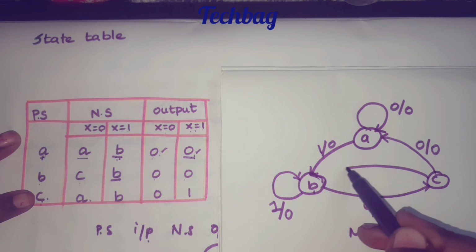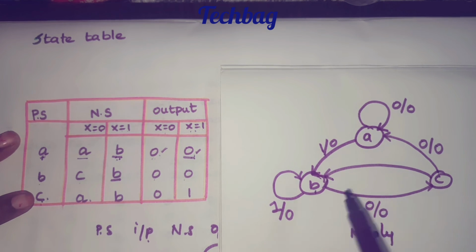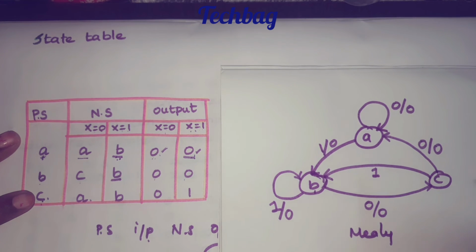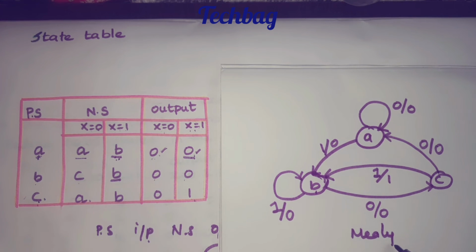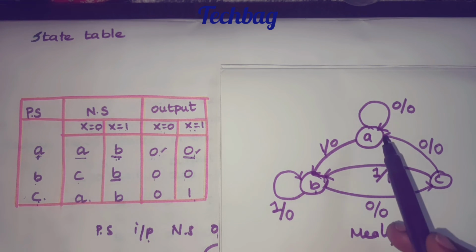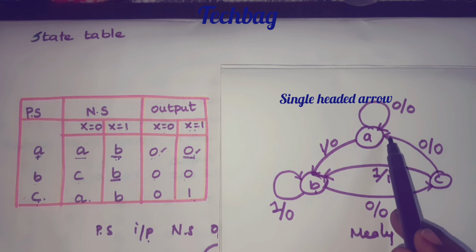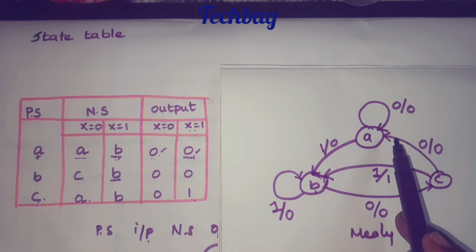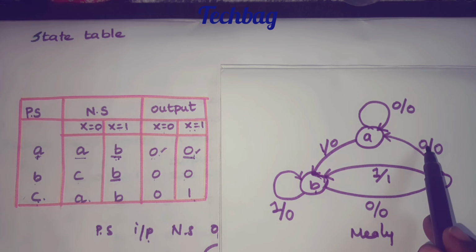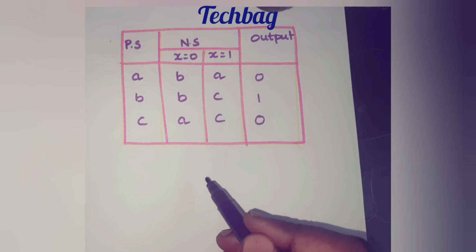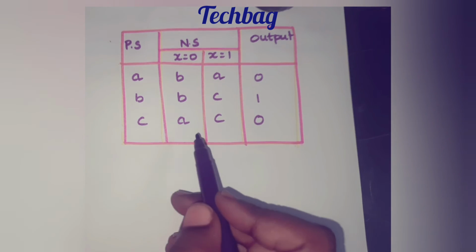Don't forget to put an arrow mark. So this is for X is equal to 1, right? And what is the output? For X is equal to 1, output is 1. So this is the corresponding state diagram for this state table. So in Mealy model, the state should be represented within the circle and the state transition is represented by a headed arrow. And on that transition line, you have to mention two values which are separated by a slash. First value is input and the second value is output. That's all.